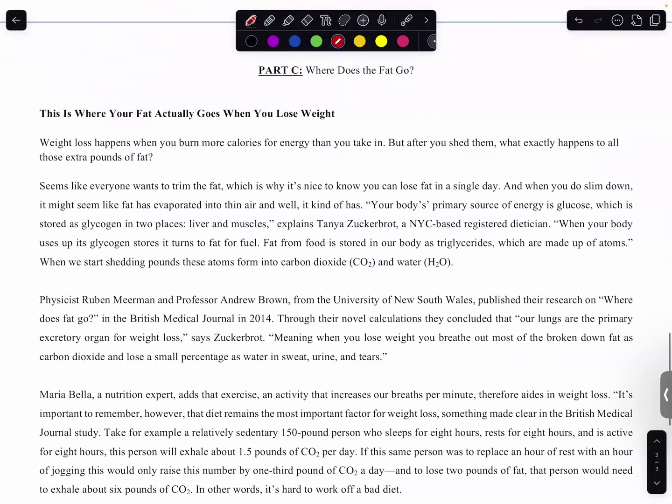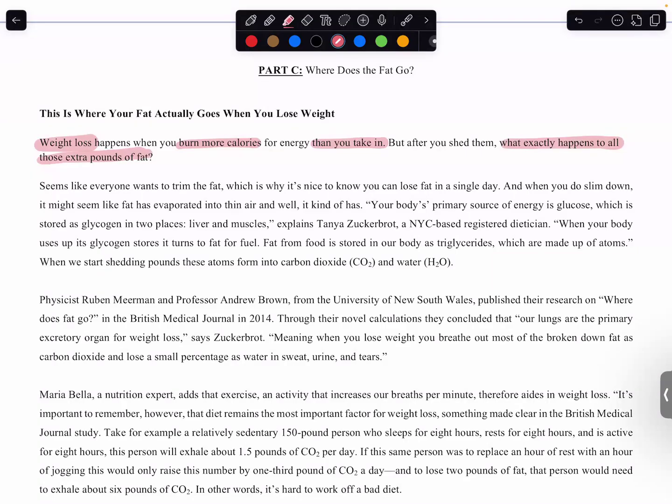And just a small reading to wrap up. This is where does the fat go? This is where your fat actually goes when you lose weight. So let's talk about weight loss. Weight loss happens when you burn more calories for energy than you take in. But after you shed them, what exactly happens to all of those extra pounds of fat?